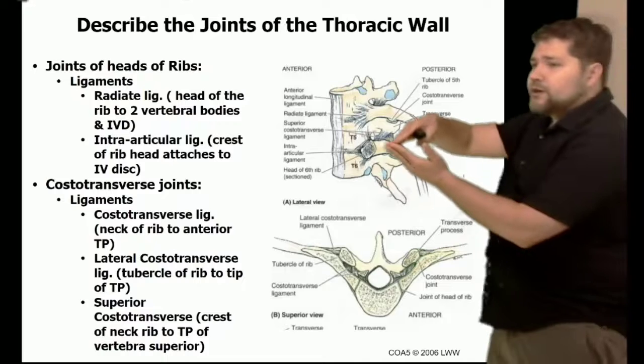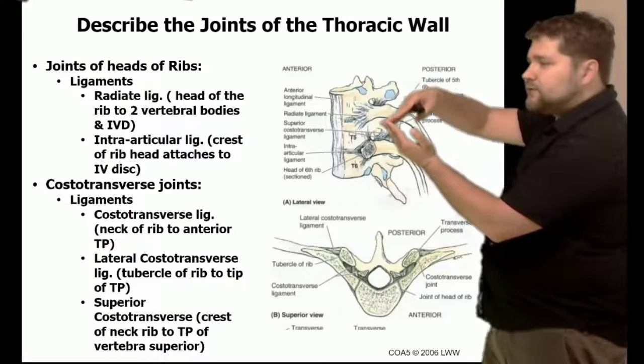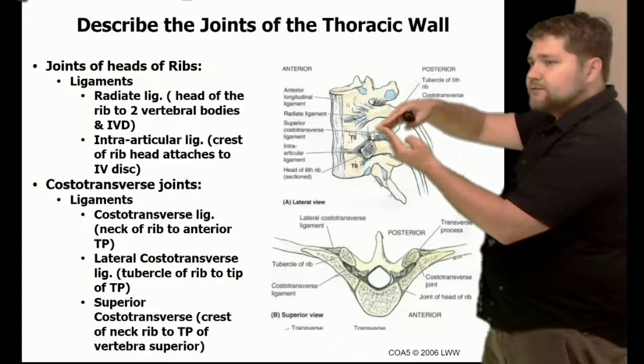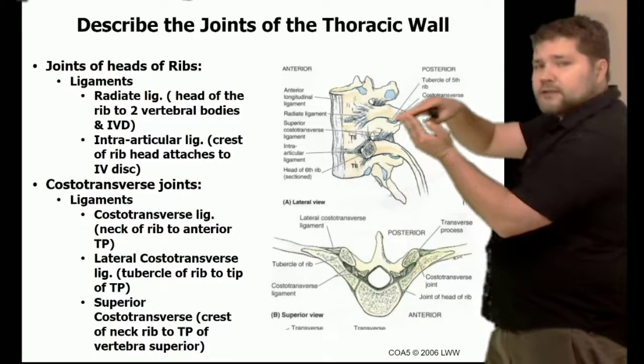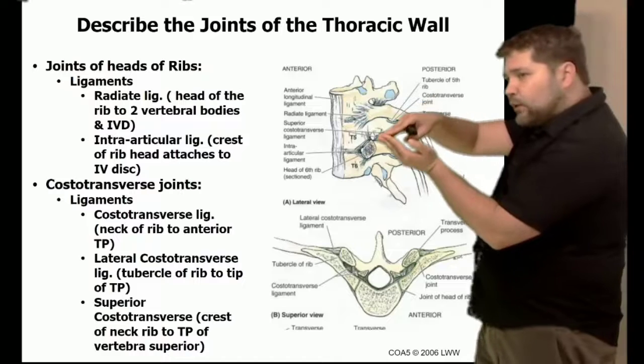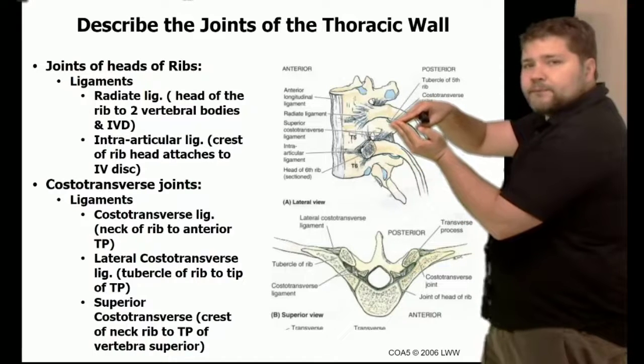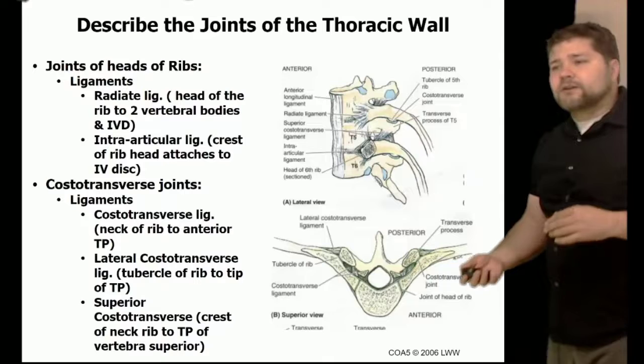Additionally, we've got a wedge-shaped head with 2 facets, a superior facet and an inferior facet on the rib. You'll also get an intra-articular ligament that's going to bind that point to the intervertebral disc. And that gives it a little bit of added security.